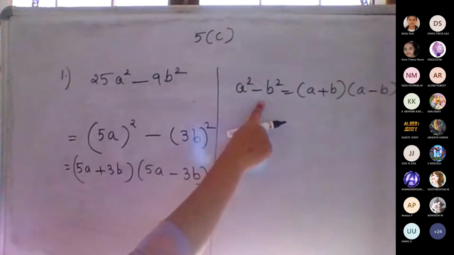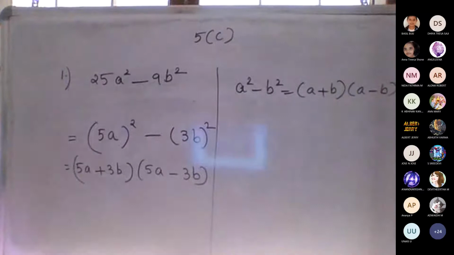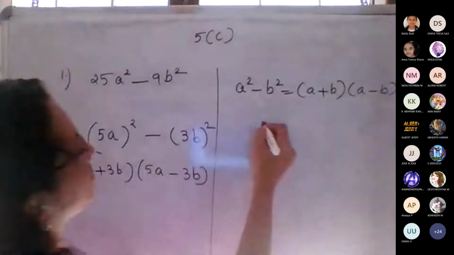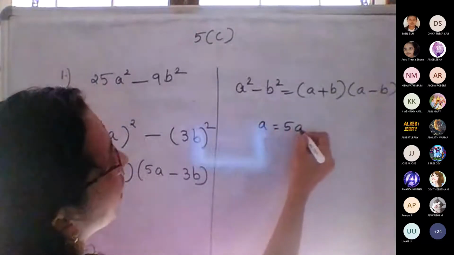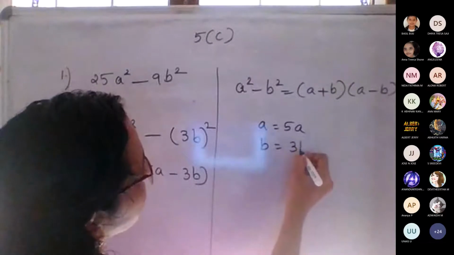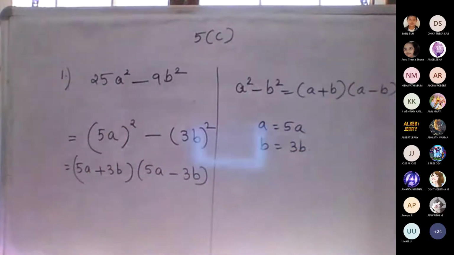So write in the working column this one: a square minus b square. Then it will be easy. Here a stands for 5a and b stands for 3b. If needed you can write 25a square minus 9b square. Completed? Yes, ma'am.